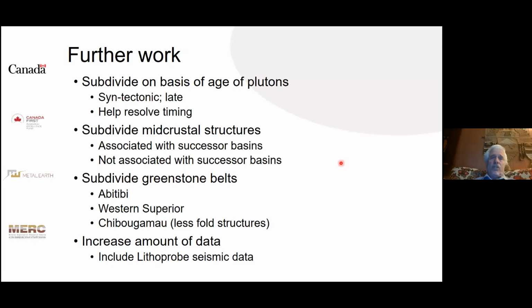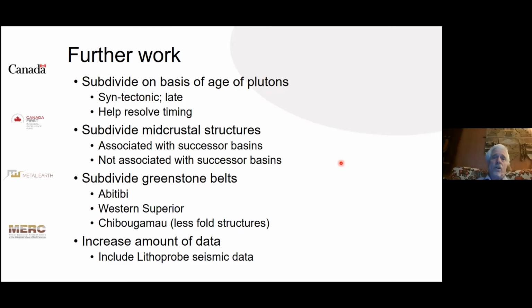Now, the work that I've done is preliminary. It's just a start to this work. There's lots of other stuff that could be done. For example, I've just looked for the felsic plutons. I haven't distinguished between the syntectonic plutons and the late plutons. Perhaps if this work was redone, then we could get some idea of whether these different types of plutons might be related to different types of structures, the highs or the mid-crust structures. And that might help us to understand the timing of what's going on in the Archean.